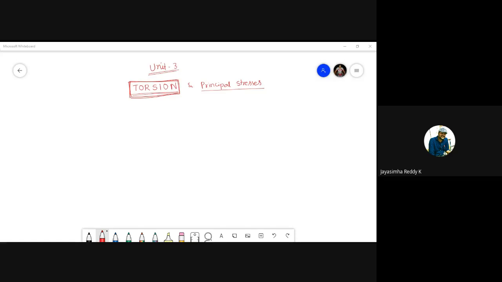We'll be saying torque is applied, so the bar is undergoing torsion, the element is undergoing torsion. Twisting force. Rotation force. Twisting force, rotation force, yes. Anything else?